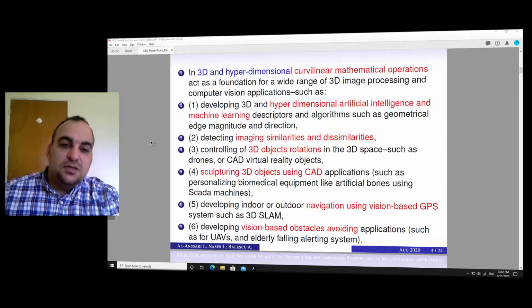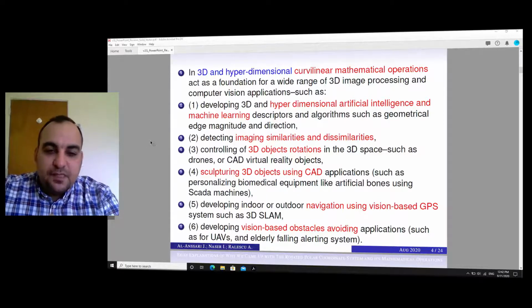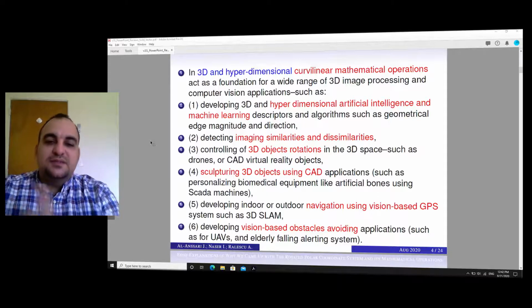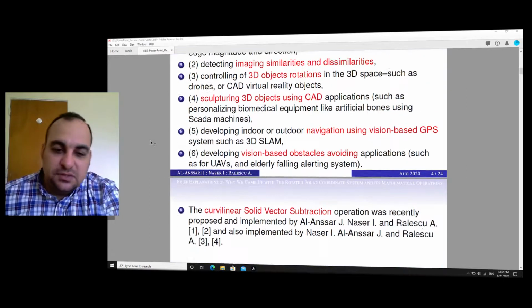So the 3D and hyperdimensional curvilinear mathematical operations have a wide range of 3D image processing applications, such as developing 3D and hyperdimensional artificial intelligence and machine learning descriptors, detecting image similarities and dissimilarities, controlling of 3D object rotations in 3D space, capturing of 3D objects using CAD applications, developing indoor or outdoor navigation using vision-based GPS systems, developing vision-based obstacle avoiding applications.